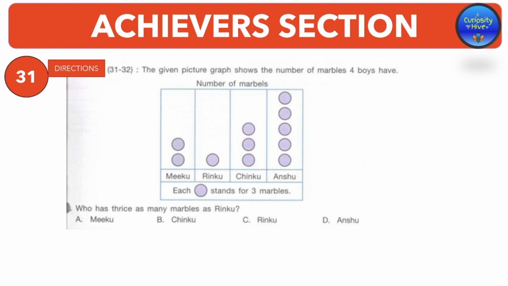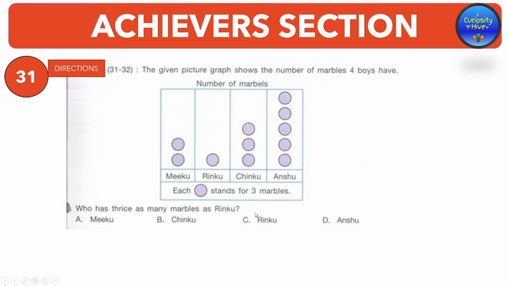The first question here is, the given picture graph shows the number of marbles 4 boys have. Here are the 4 boys. Read carefully this pictograph because it says each circle indicates 3 marbles. Who has thrice as many marbles as Rinku?